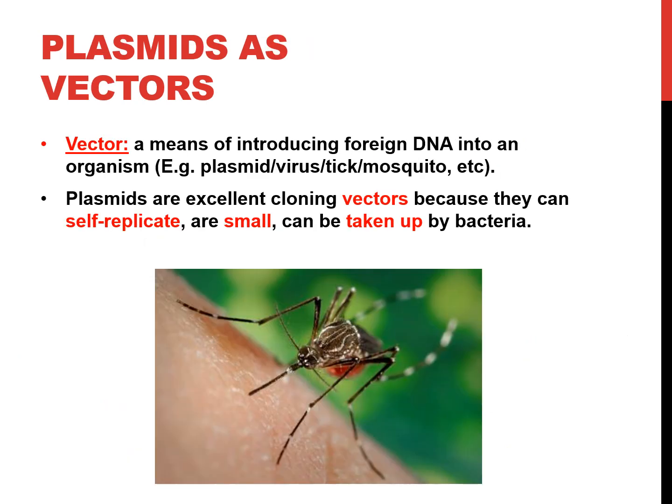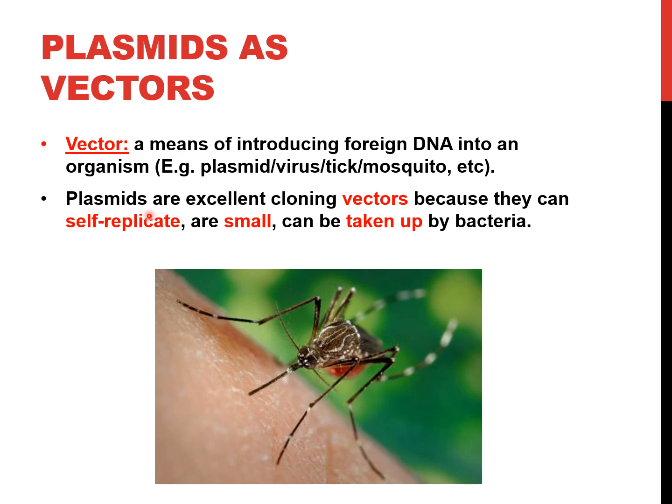So something to note about plasmids is that they can be referred to as a vector. Now, what's a vector? It really is a means of introducing foreign DNA into an organism. There's lots of different things we can call vectors. A plasmid is a vector. A virus is a vector because it is just injecting foreign DNA. A tick or a mosquito, for example. A mosquito gives you malaria, but how does it do that? It injects foreign DNA in the form of a plasmodium. So it can be referred to as a vector. It carries foreign DNA and can put it into something else.